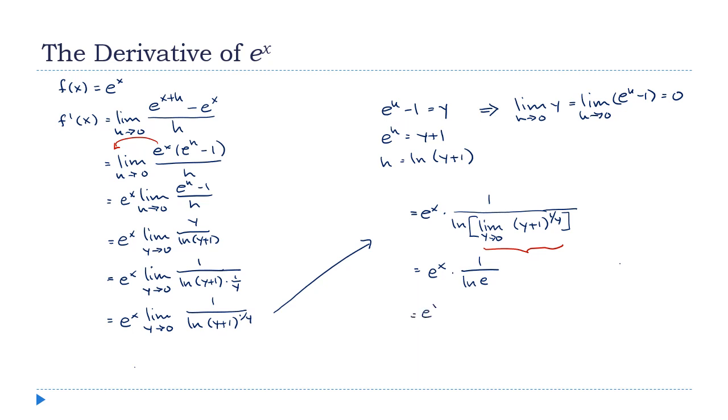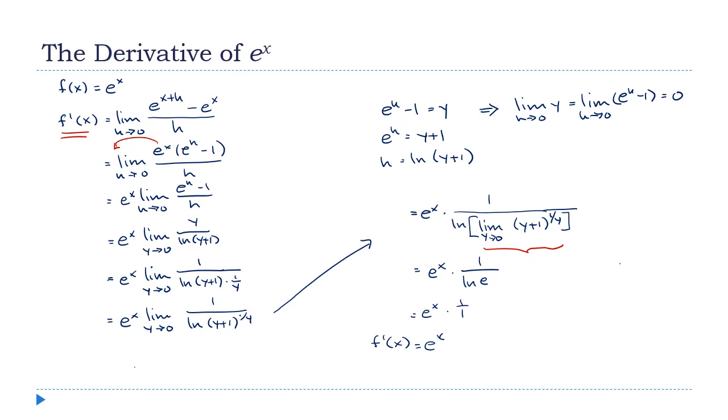This is e to the x times 1 over 1, which is e to the x. And it doesn't get any simpler than that. Remember, way back here at the beginning, this is f prime. So f prime of x equals e to the x. About the simplest formula you are ever going to encounter in mathematics. The derivative of an exponential function is an exponential function.